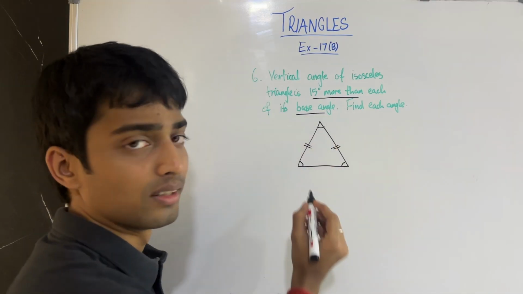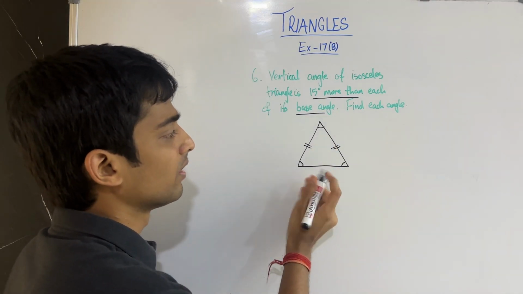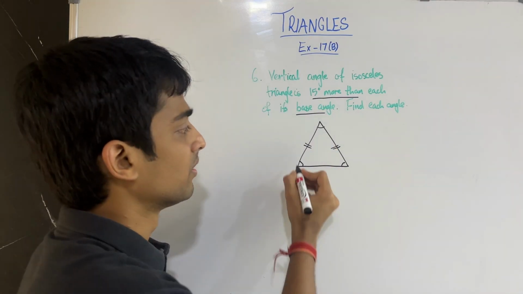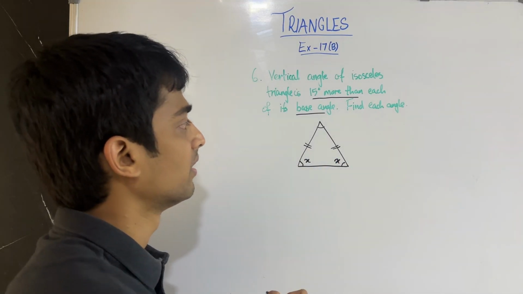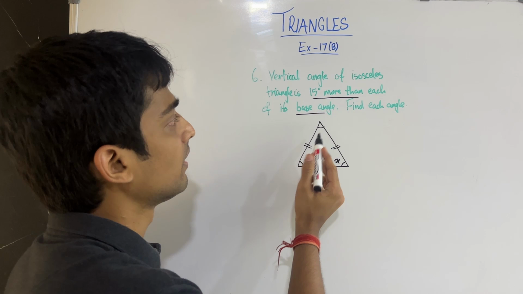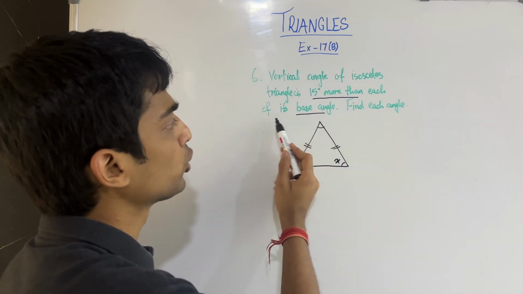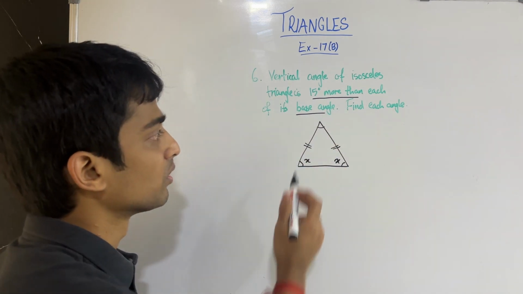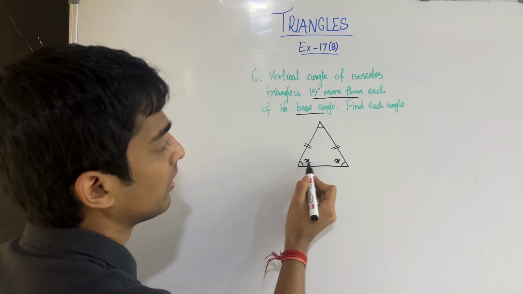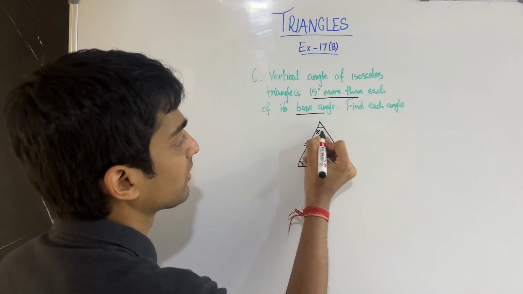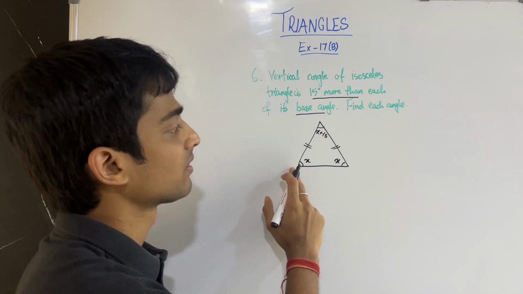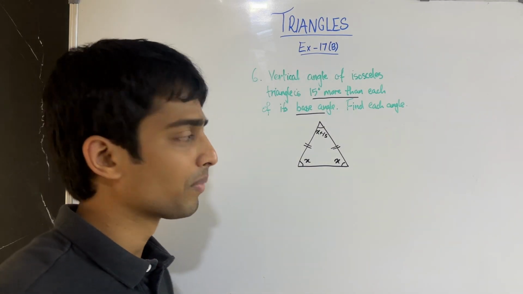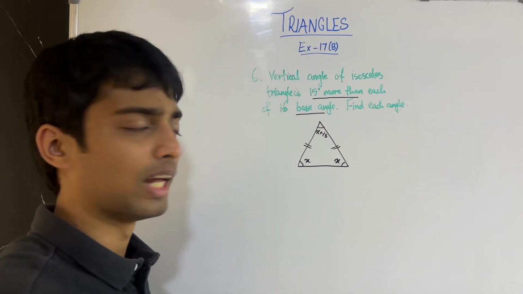This is the vertical angle. So we can call the base angles x. So they are equal. Base angles are equal in an isosceles triangle. Now the vertical angle is 15 degrees more than each of its base angles, so the vertical angle will be x plus 15. Now we have all three angles and a single unknown variable, so we can make an equation and find the value of x.